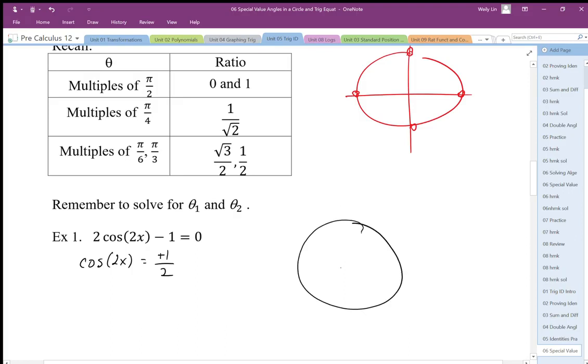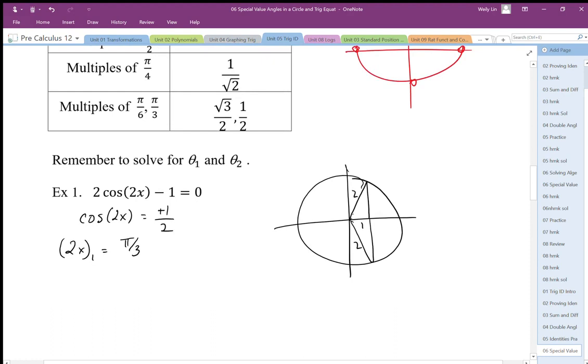To solve that without a calculator, I need a picture that can draw me this 1/2 ratio. Now, if this ratio was not a special angle, we would need a calculator, but it is a special angle ratio, so we don't need a calculator. We know that the ratio of 1 to 2 is my 60 degree, and it also is in quadrant 4 as my negative 60 degree. So when I solve this then, the angle 2x is, and we need to use radians, the 60 degrees in radians.